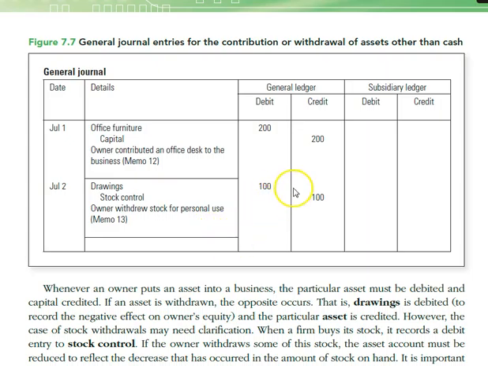Here we have withdrawal of stock. So drawings is increasing. Drawings, remember, is a negative capital item. So we're reducing our capital by withdrawing funds, and so that comes from debit. It's a debit entry. And stock, which is a current asset, is reduced. So that's the credit entry.